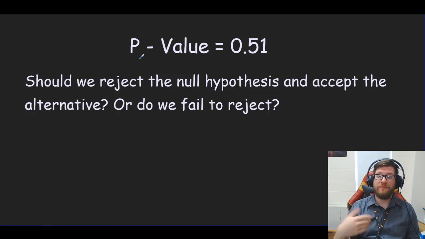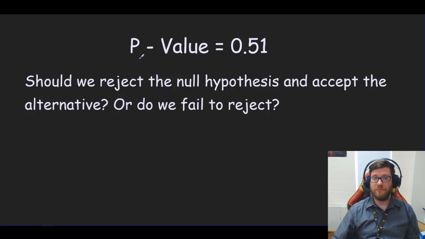And then fail to reject means that we don't have enough information to make that statement. Fail to reject means we don't have enough information to say it couldn't have been random. All right, it's so unlikely that it was random that we're going to say that this is true.